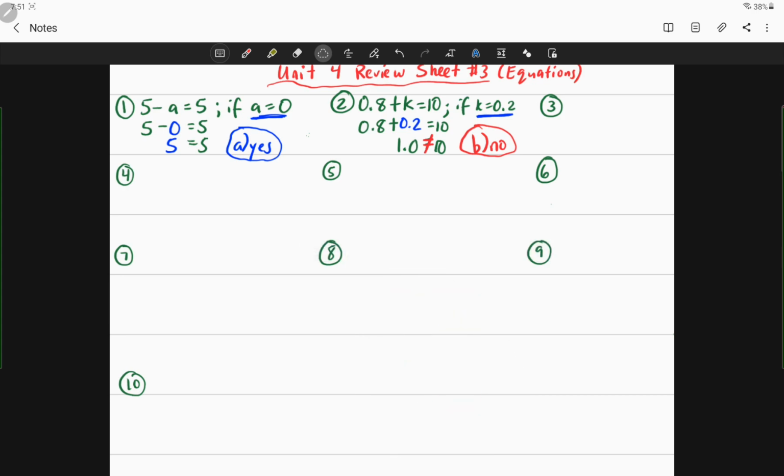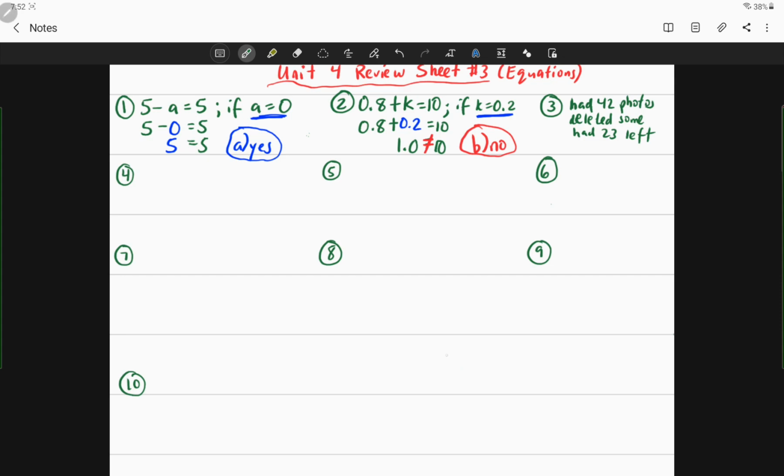All right, let's look at number 3. Number 3 says Sharon had 42 photos on her phone. So let's just take some notes here. She had 42 photos, 42 pictures. After she deleted some, she had 23 left. She deleted some, and she had 23 left. So we just have to figure out which equation could be used to represent this situation.